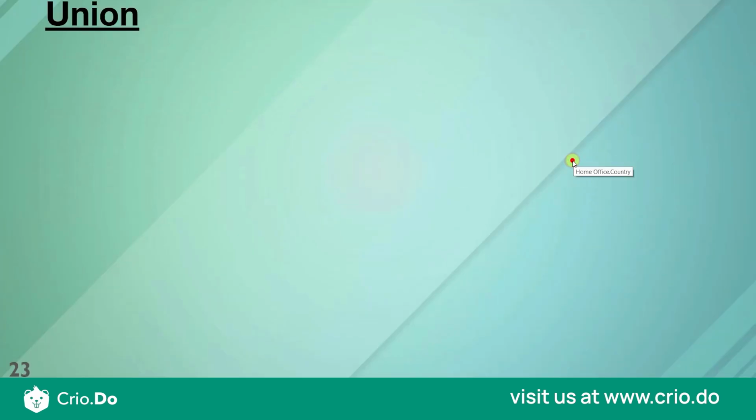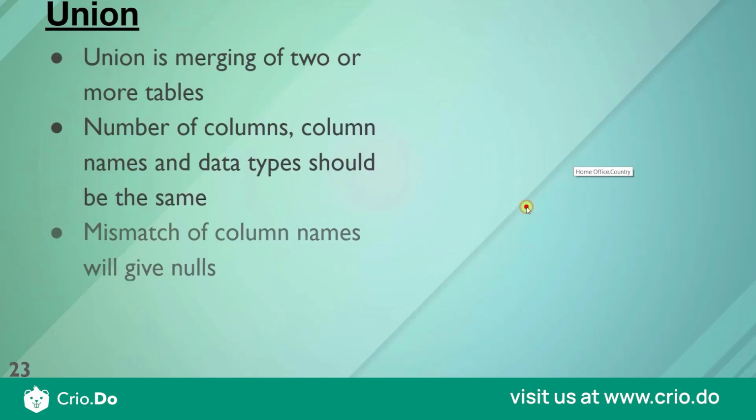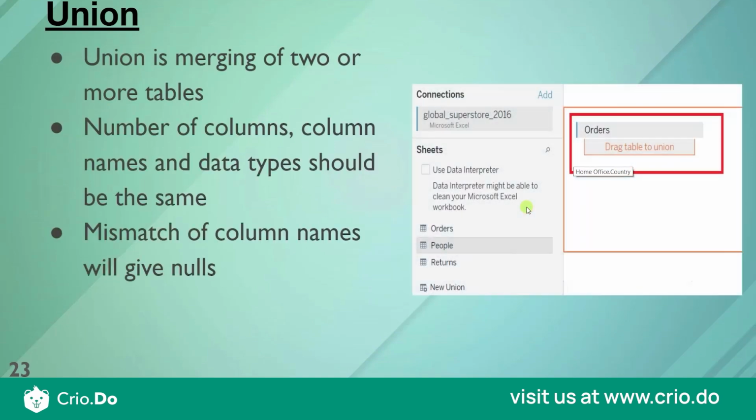What is union? We already spoke about blending and joining. So these are two types of joining the data. We have one more concept called union, and in this concept, the data will be joined up and down. While joining and blending, the data is combined side by side, but in the case of union, the data will be joined up and down. This is like merging two or more tables, basically merging or appending, as we call it.